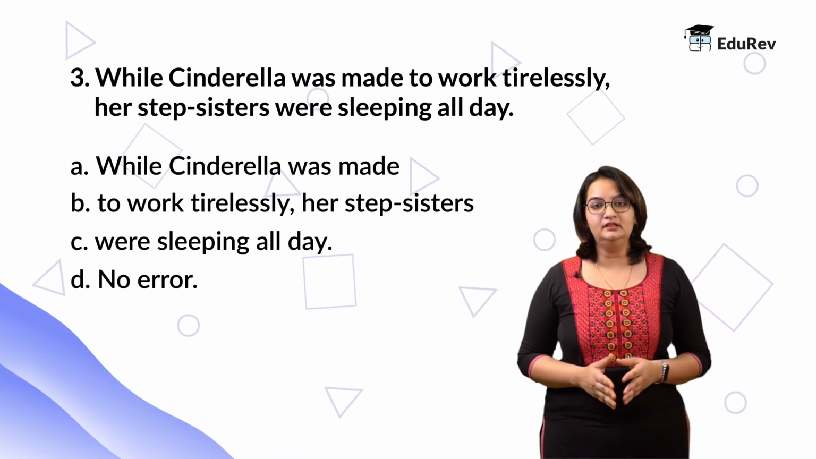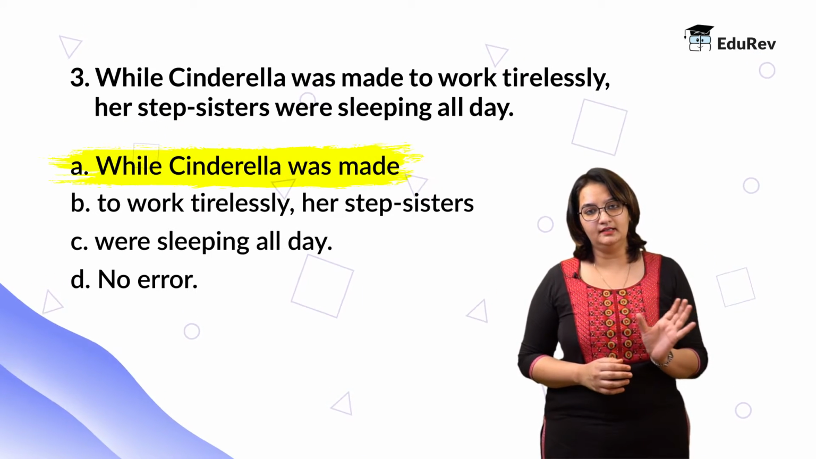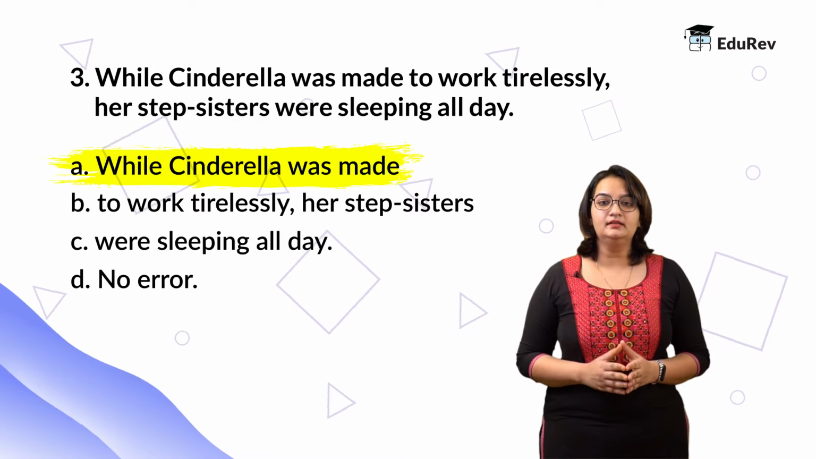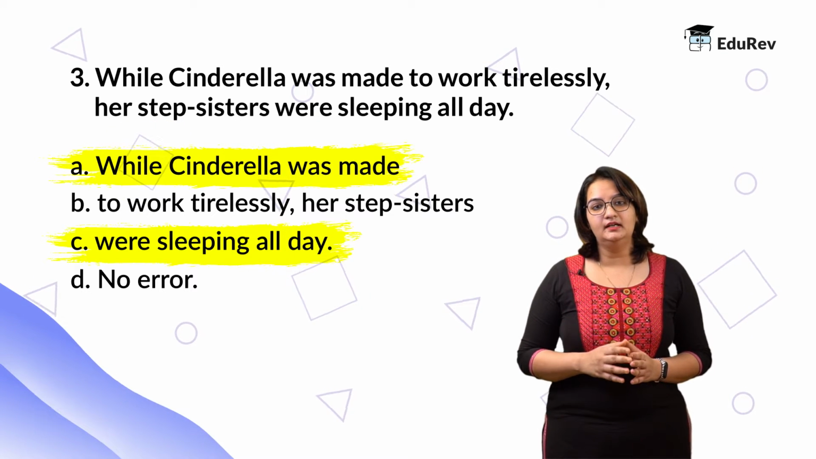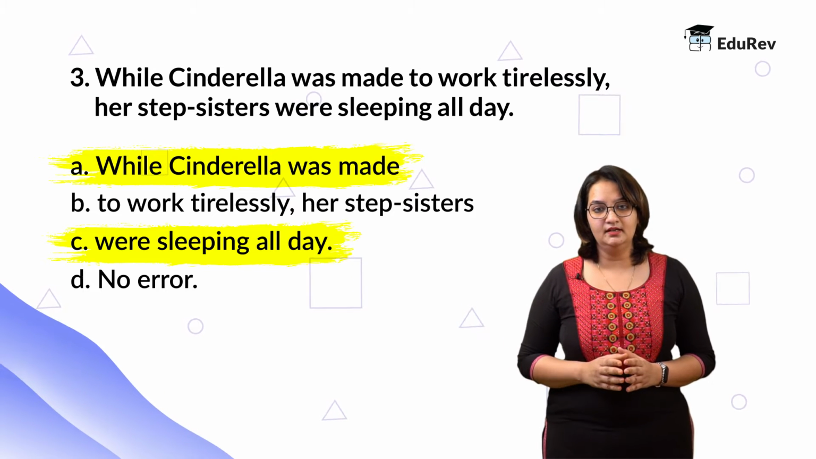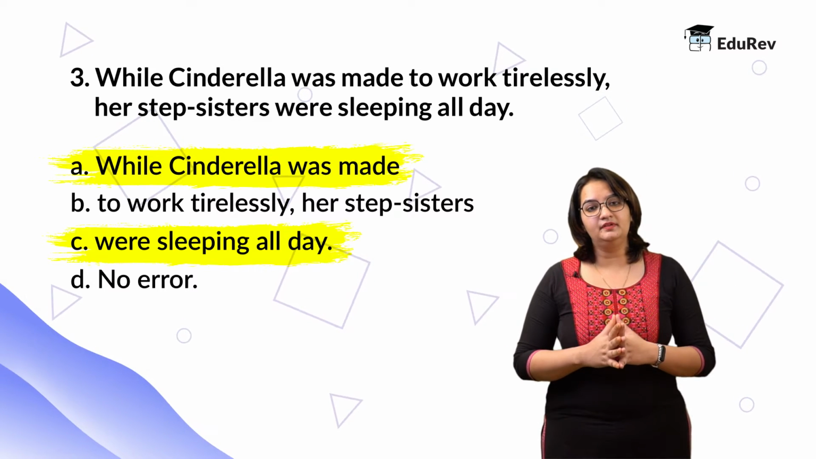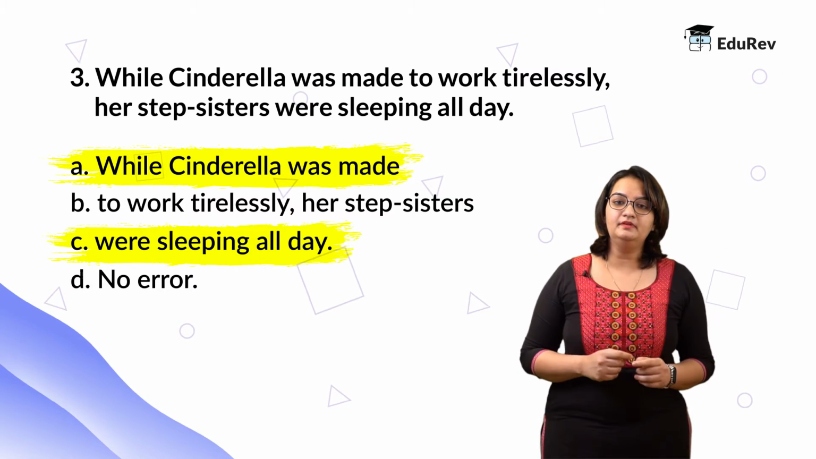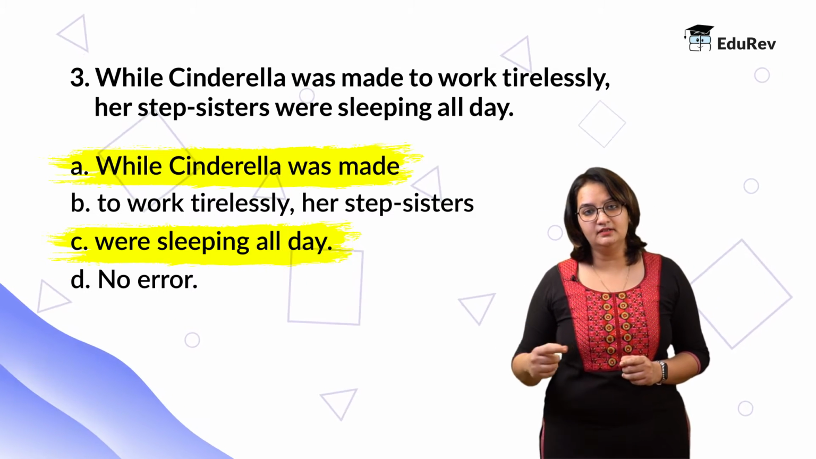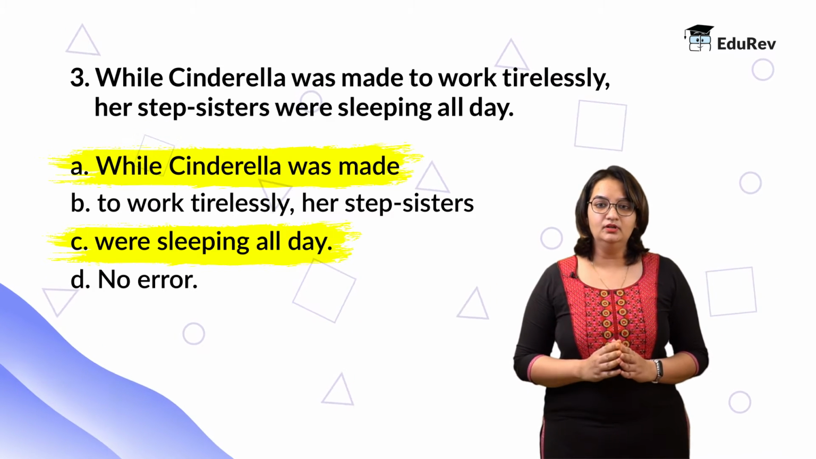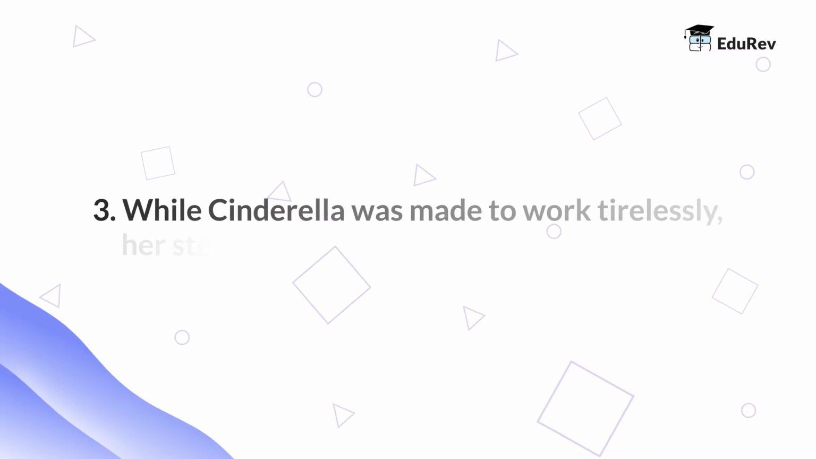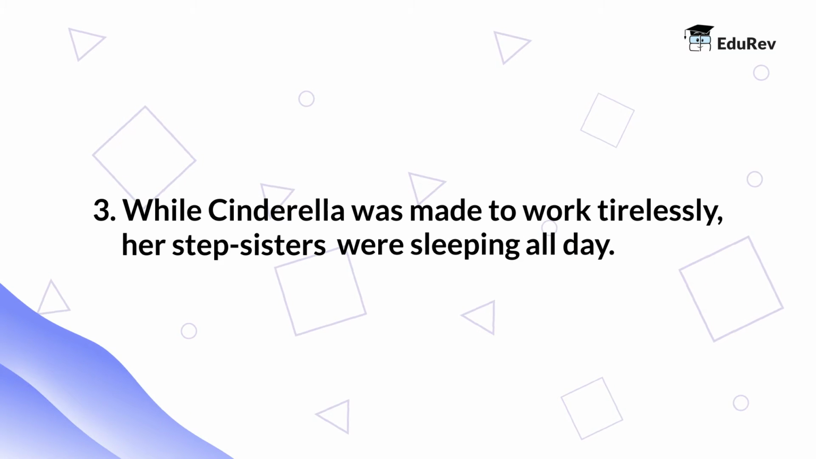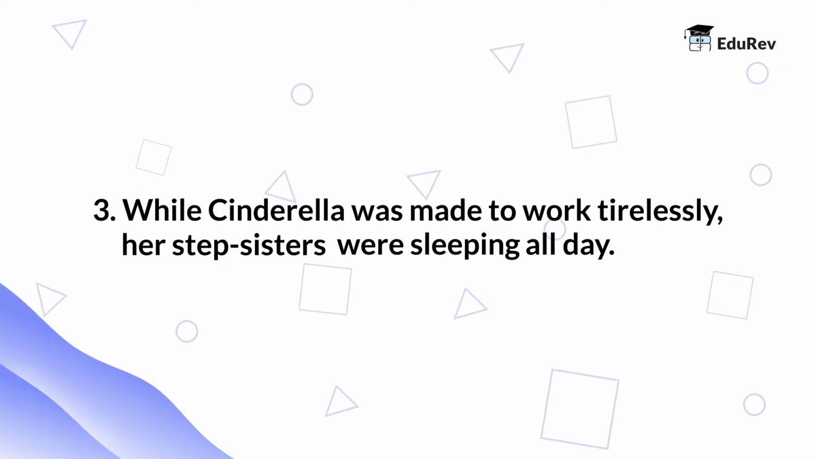Here, in this statement, we see that the first part is in past tense, while the C part of the statement is in past continuous tense. So here, we can see a clash within the sentence itself. So, to resolve this particular clash, we will replace the past continuous tense with simple past tense. So, the correct statement will be, while Cinderella was made to work tirelessly, her stepsisters slept all day. Let us take a look at another example.